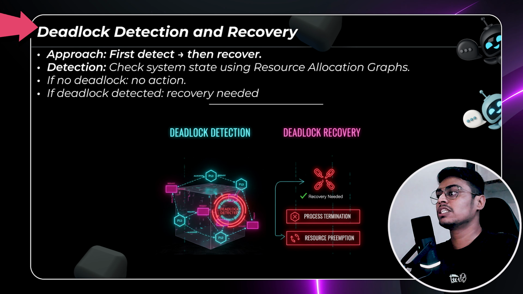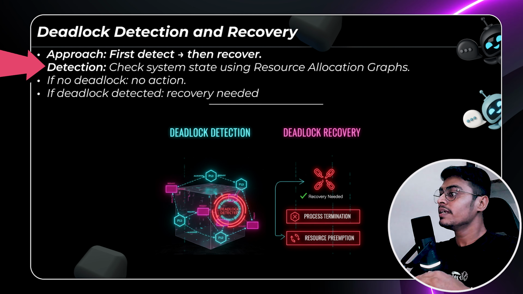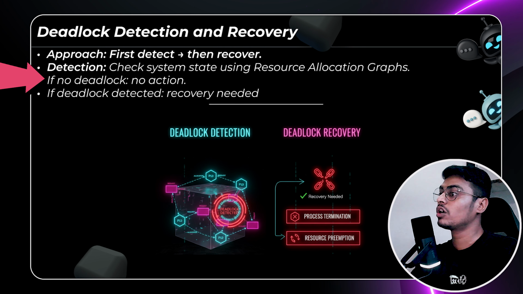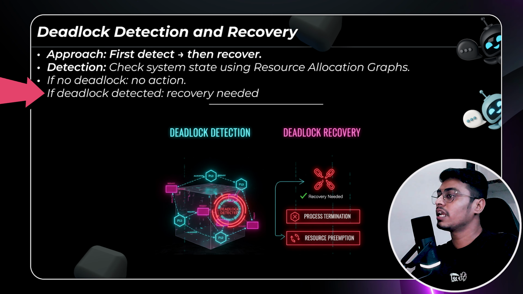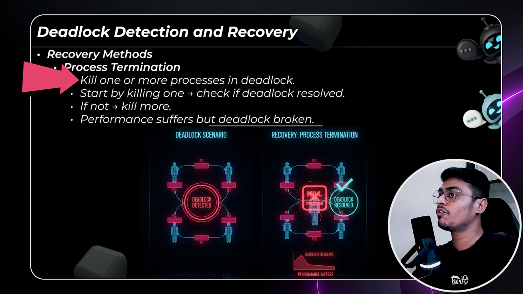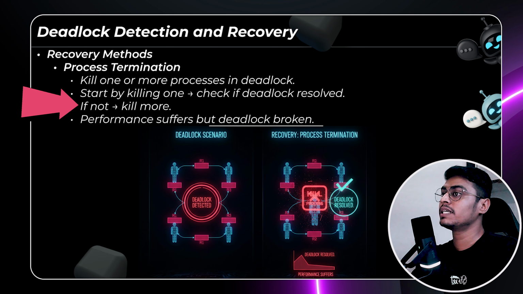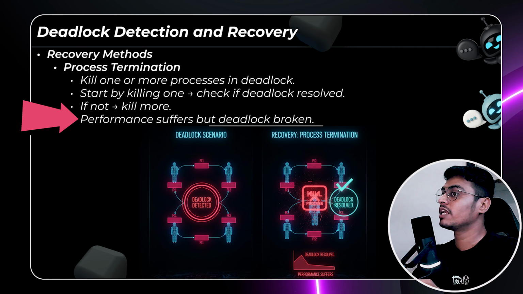So, deadlock detection and recovery. The fourth method is deadlock detection and recovery. This approach first detects whether deadlock exists in our system using methods like resource allocation graph and then attempts to recover the system. Detection involves checking the current state of resource allocation and process requests to determine if deadlock has occurred or not. If no deadlock is detected, no action is needed. If deadlock is found, recovery mechanisms are triggered. Recovery methods include process termination: kill one or more processes involved in the deadlock. Start by killing one process and check if deadlock still exists. If it is still present, kill additional processes until the deadlock is resolved. This approach can harm system performance but effectively breaks the deadlock.